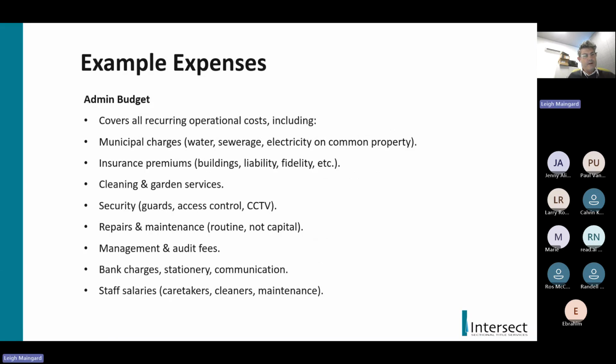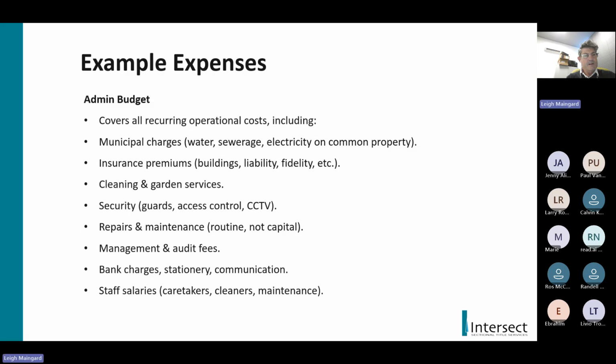What I mentioned earlier, there's a list of expenses that can fall under the admin budget. But I think it's also very important to understand that each body corporate has different expenses or different makeups, and that each body corporate will have unique or might have unique expenses that it needs to budget for. So this is certainly not an exhaustive example of administrative budget expenses.